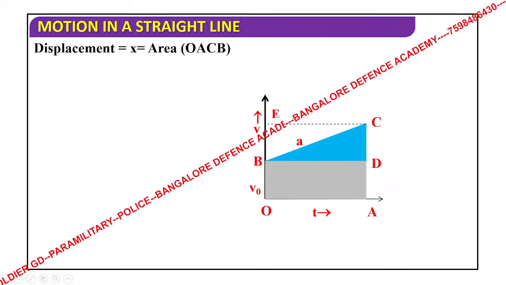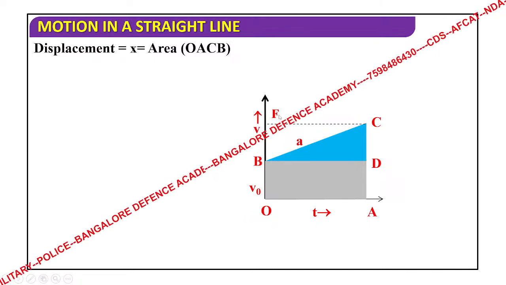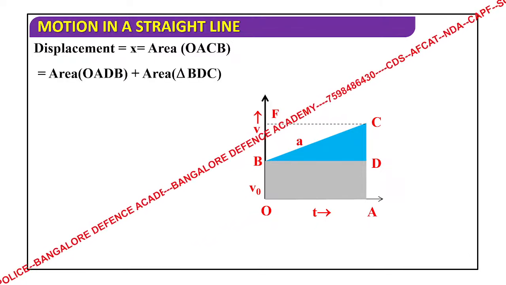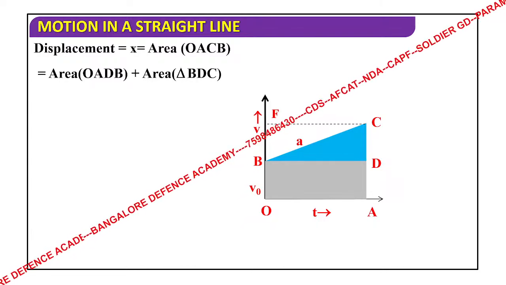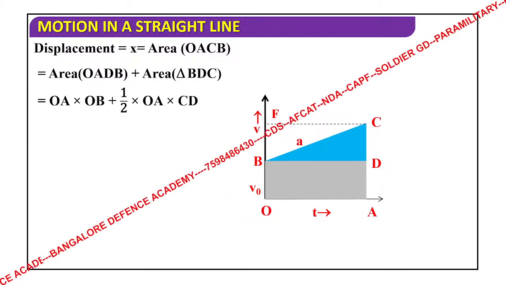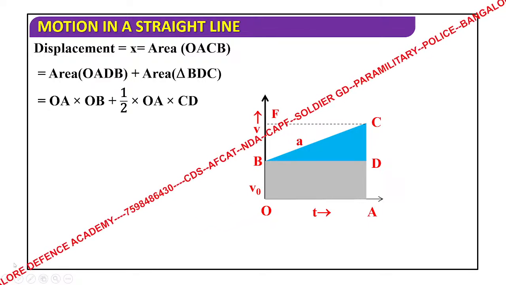So displacement is nothing but the area OACB. Now the complete area you have to add: the area of rectangle plus the area of triangle. What is the area of rectangle formula? Length into breadth. And what is the area of a right angle triangle? Half into base into height.